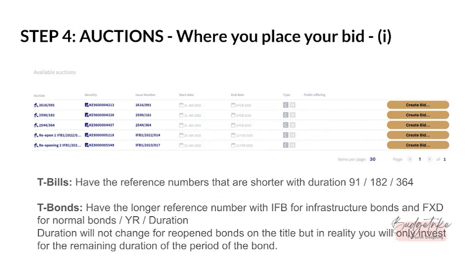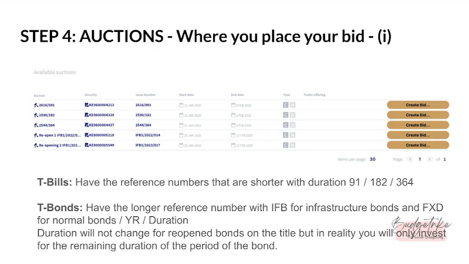Why or how do I know they're treasury bills? Because the reference numbers that they have are shorter, right? 2616, 2590, 2544. And they have the duration of the bill. So 91 means a 91-day bill, 182 means a 182-day bill, and 364 means a 364-day bill.